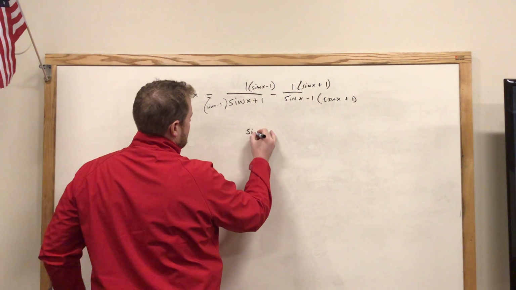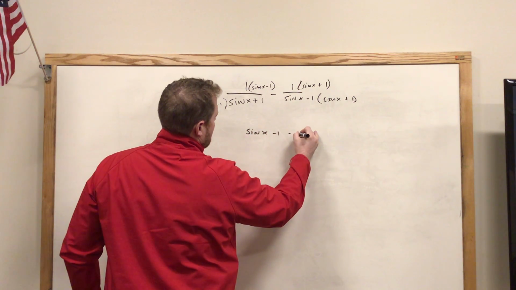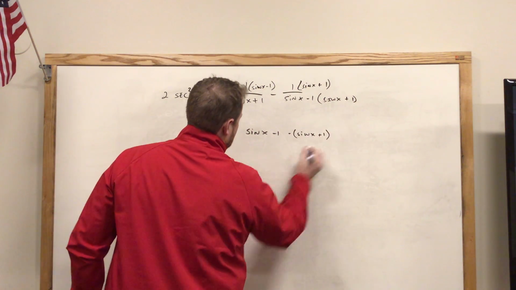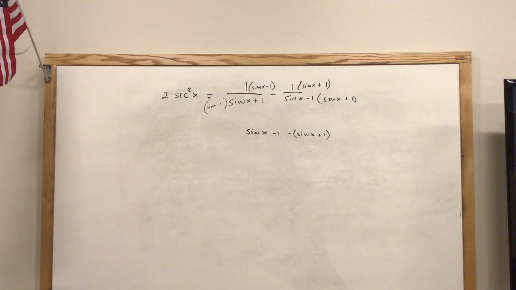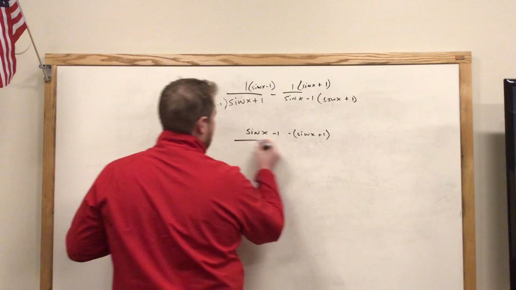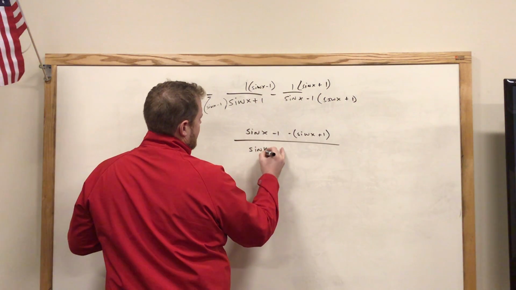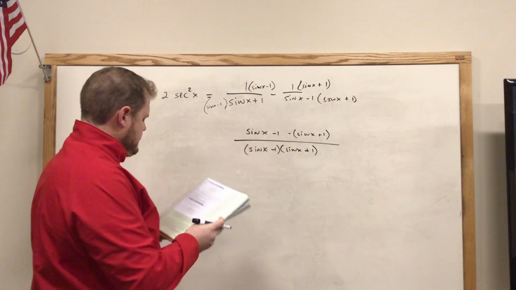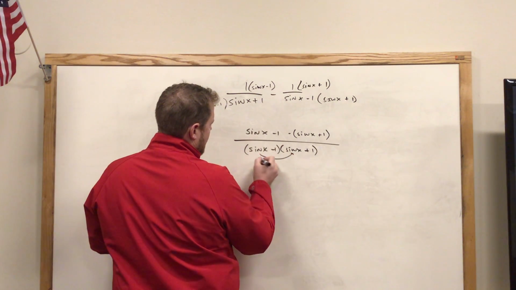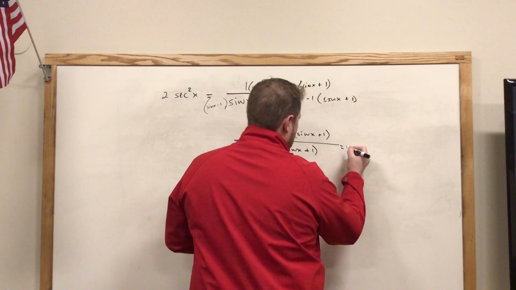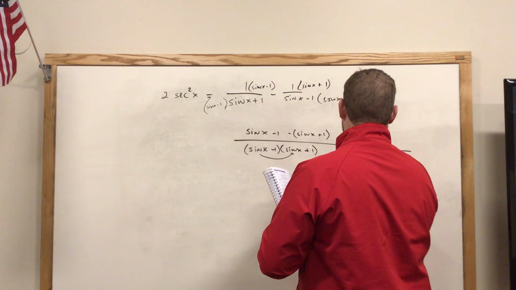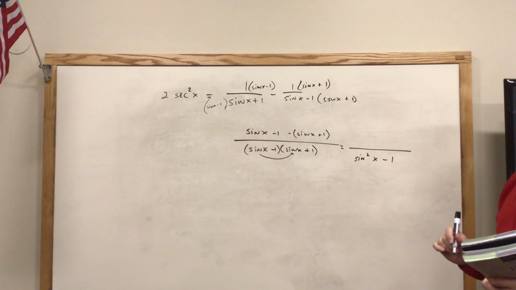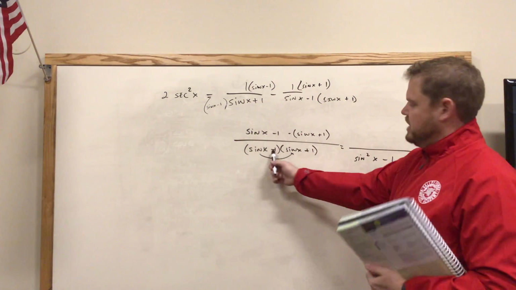So that's going to be sine x minus 1 minus sine x plus 1, all right, with the parentheses. You leave the parentheses in so you don't lose your minus sign. Now, what does that do to the bottom? My bottom is going to be sine x minus 1 times sine x plus 1. So what do we know? Do the FOIL method. The bottom's going to FOIL out to be sine squared x minus 1. Why? Because the middle ones are going to cancel out.